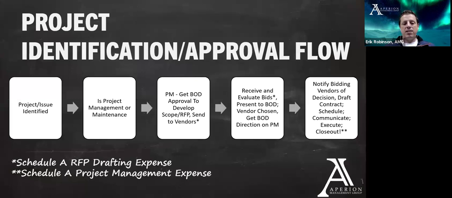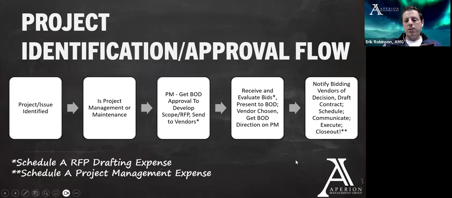So that's still an opportunity for Aperion to get paid for the extra time it takes to put that scope and RFP and bid evaluation together, but doesn't put anything else on the hook past that if the board chooses not to go forward with that project at that time. So the Schedule A RFP drafting expense relates to this step, as well as receiving and evaluating the bids.